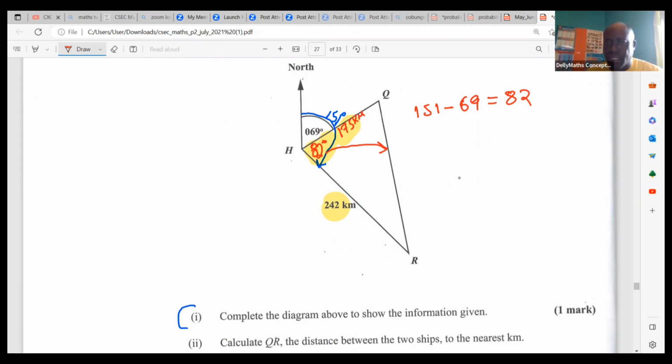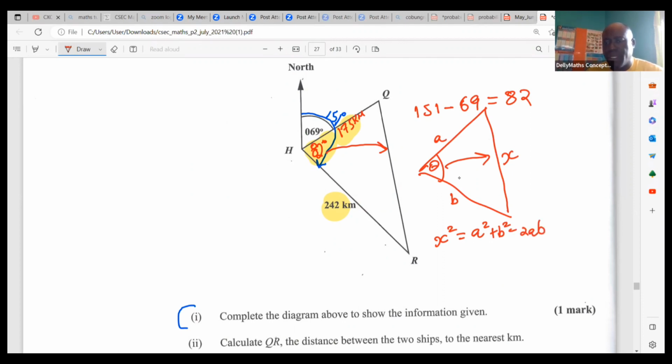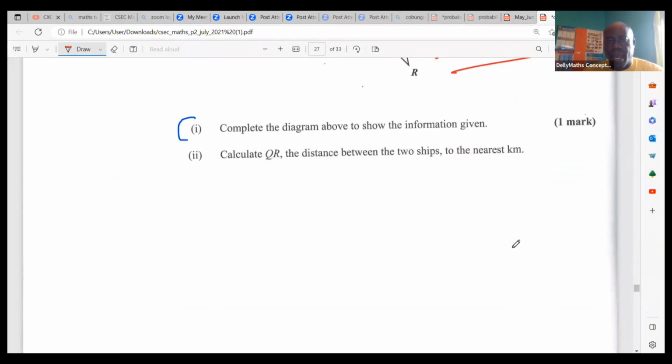What does the cosine rule say? Well, quickly, the cosine rule states that if I have an angle here, and if I know these two sides, I'm able to find this side across from that angle. The rule says that x squared is equal to a squared plus b squared minus 2ab cosine of that angle between the two known sides. So then what do we have?